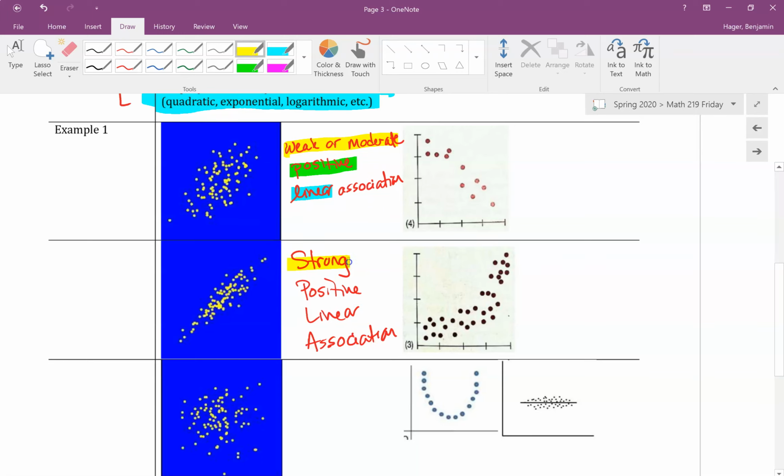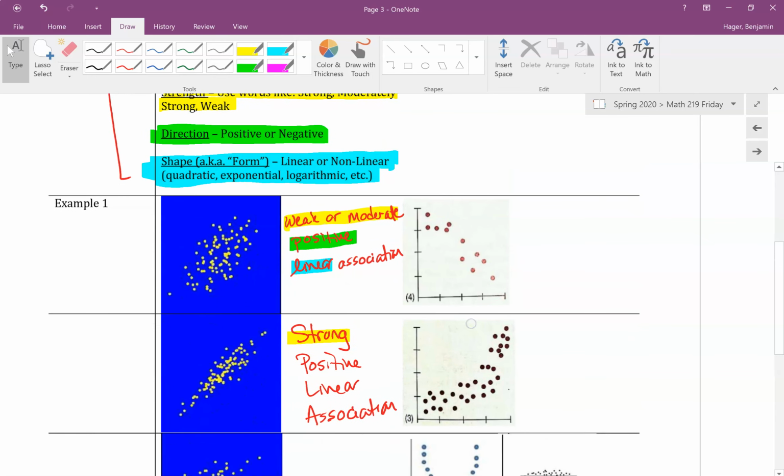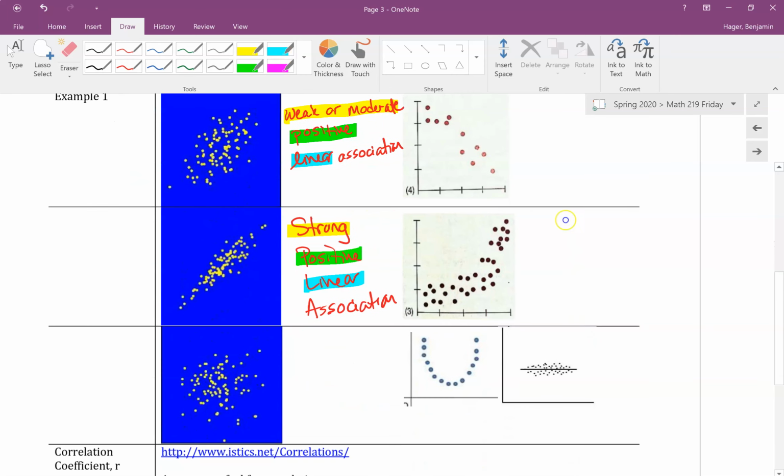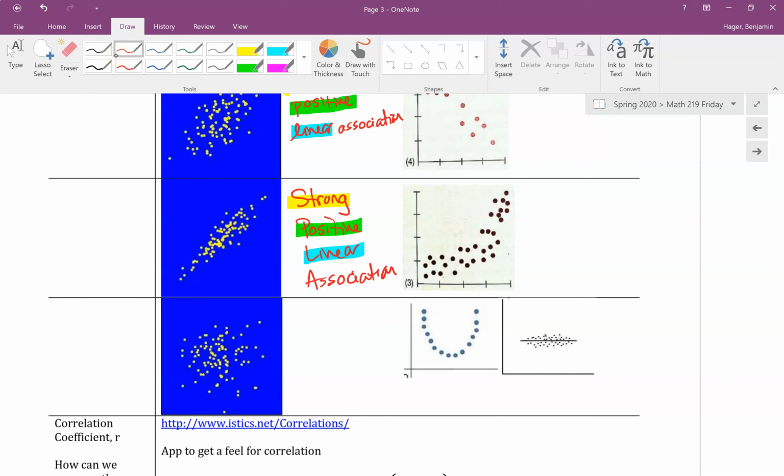We talked about the strength, the direction, the shape. Now, this third one is a tough one. My eyes almost want me to see a line going like this, but then my eyes almost also want me to see a line going down. In short, to me, there isn't an indicator that when one variable increases, it causes the dependent variable to go up or down. I don't really see that.